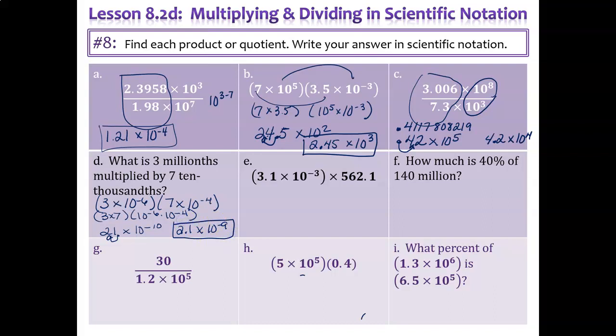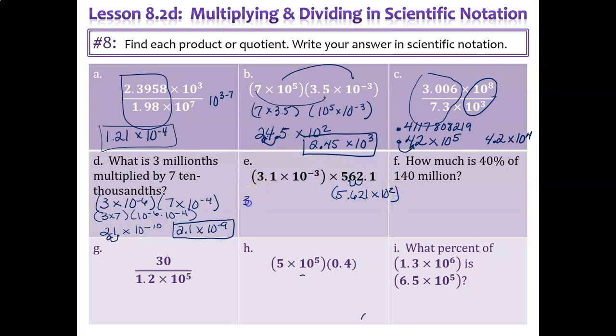All right, E. I want to put these in the same format, so I need to change the second number to scientific notation. We're going to move that decimal over, and this is going to be 5.621 times 10 to the second.